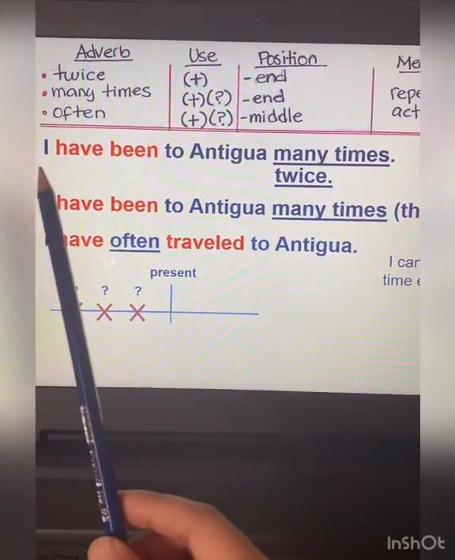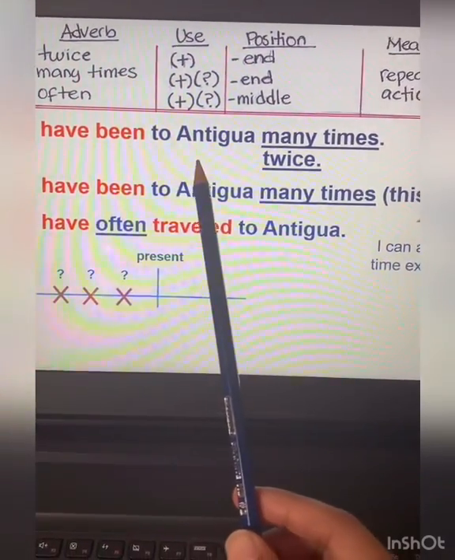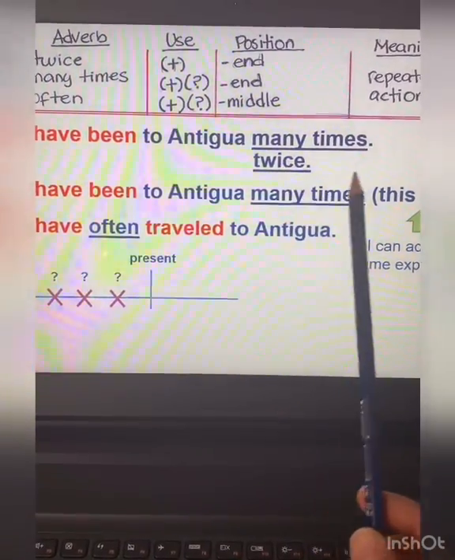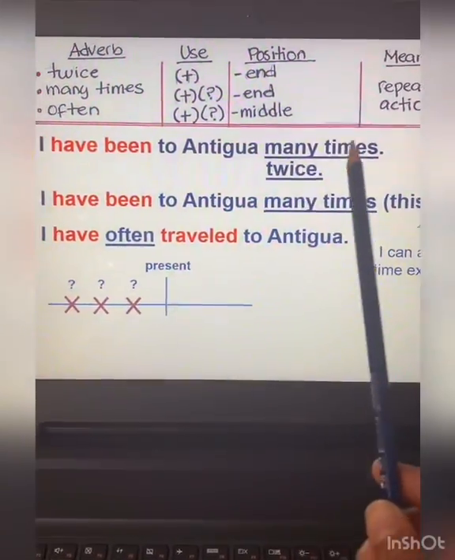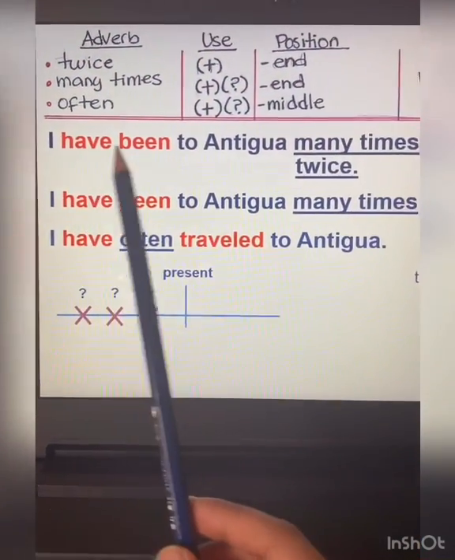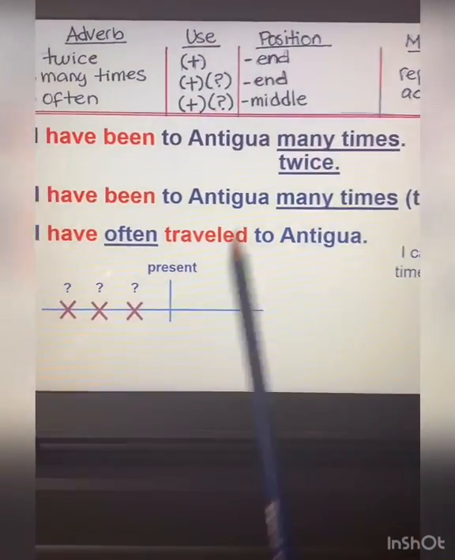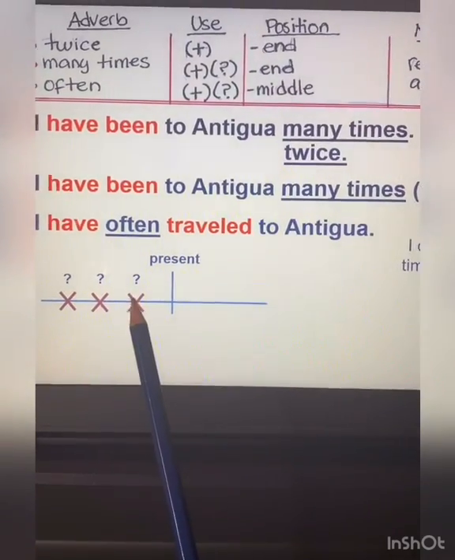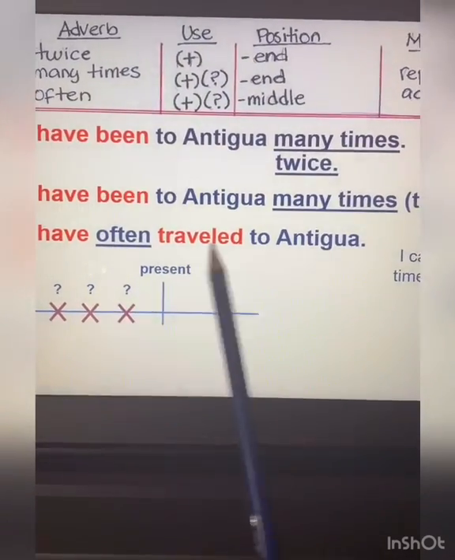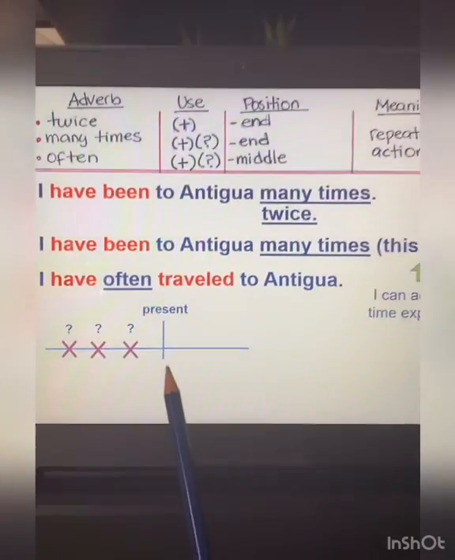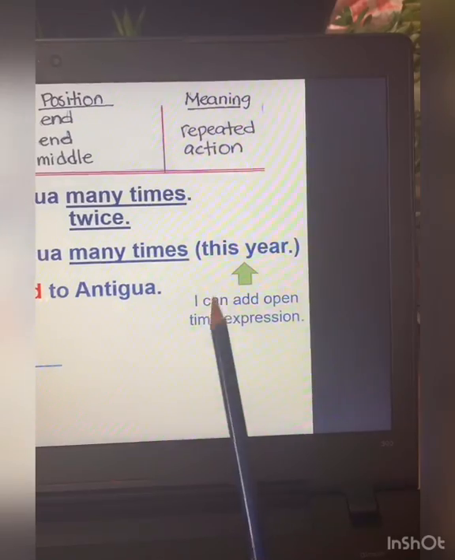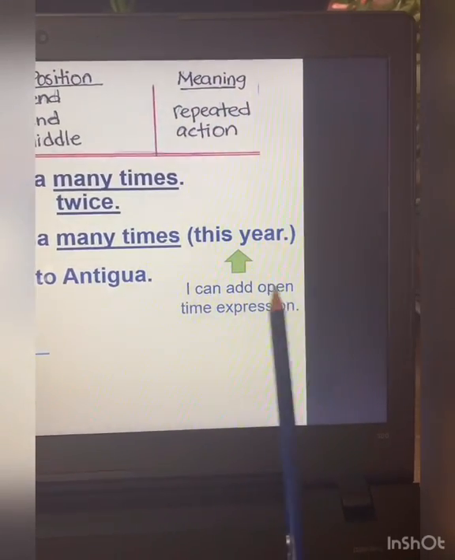Here's one example. I have been to Antigua many times, or several times, or twice. We place it at the end of the sentence. When I say that I have been to Antigua many times, it means that I repeated this action in the past many times, but I will probably do it again in the future, okay? I can also add a time expression, but the time expression has to be open.